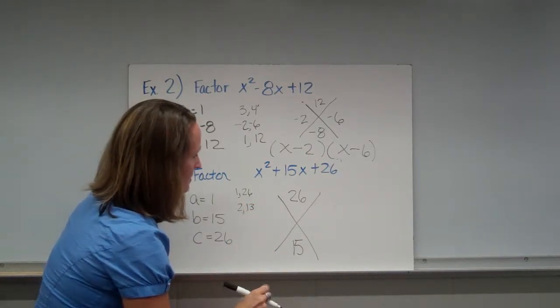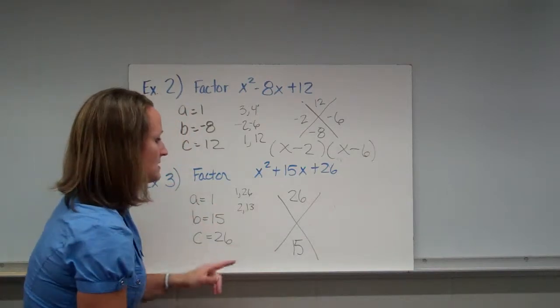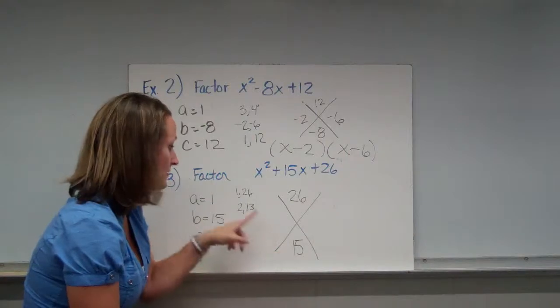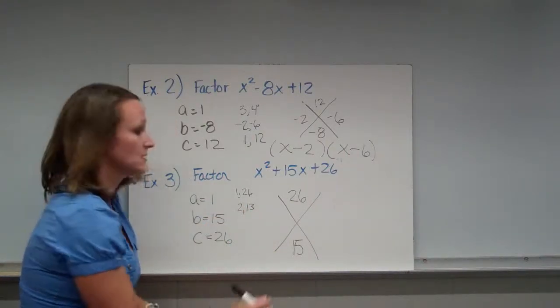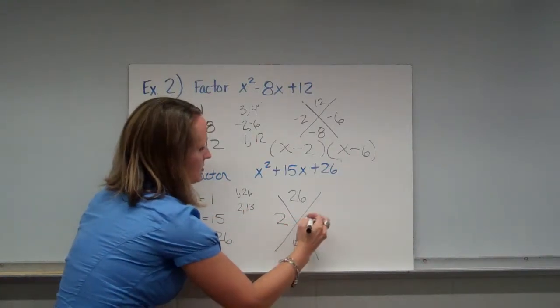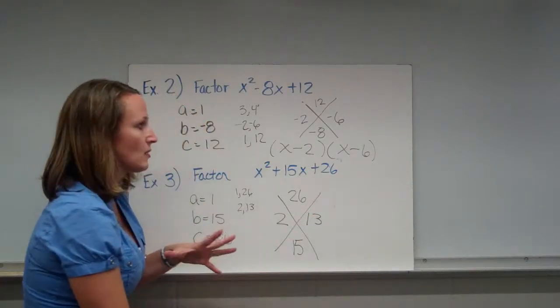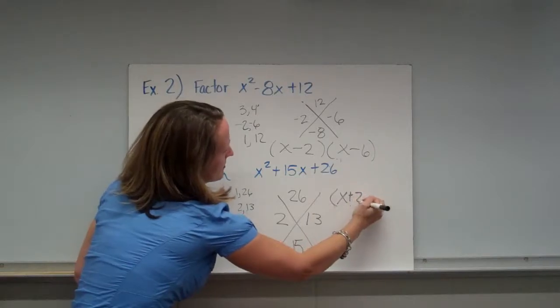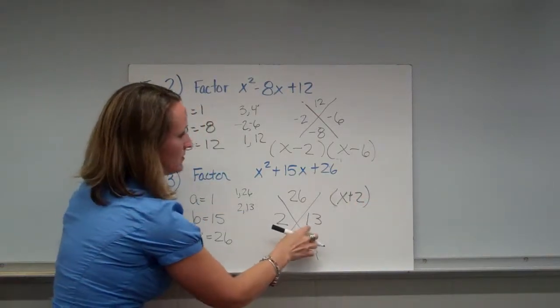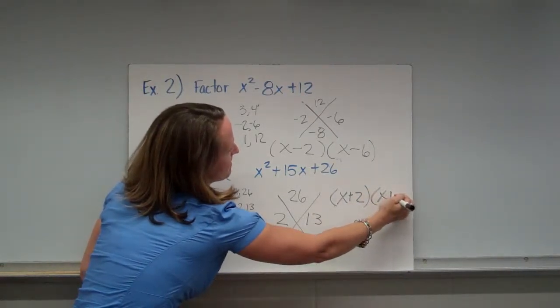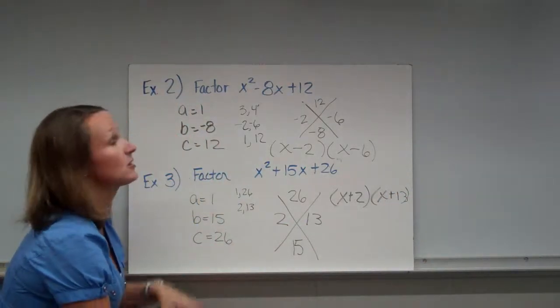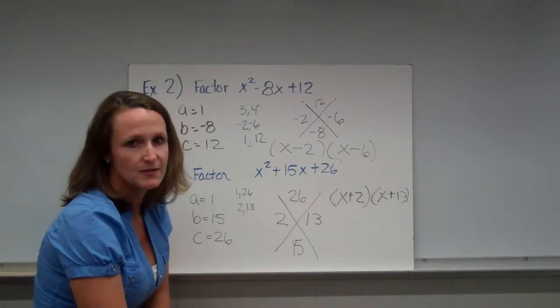It's not divisible by 3. I think this is it. Well, obviously 1 plus 26 in no variation gives me 15, but 2 plus 13 does, and they're both positive. So 2, put my 13, and when I write it in my factored form, x plus 2 and x plus 13 is going to be our answer. And this is how you factor trinomials, the easy case.